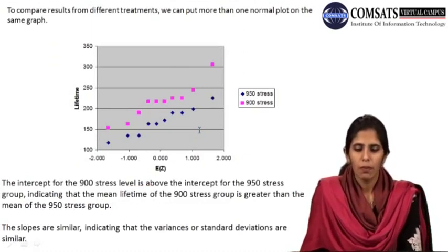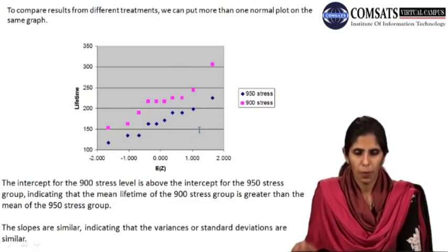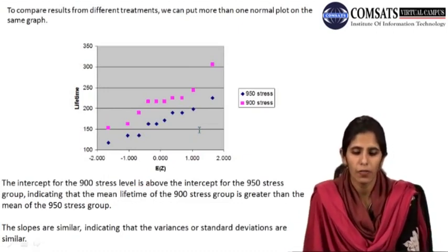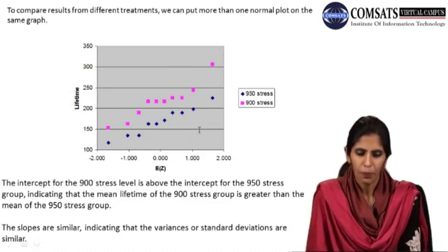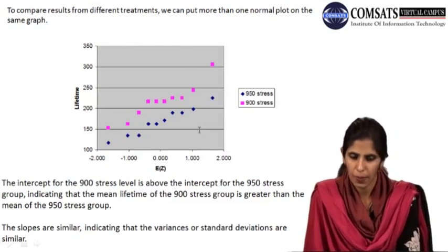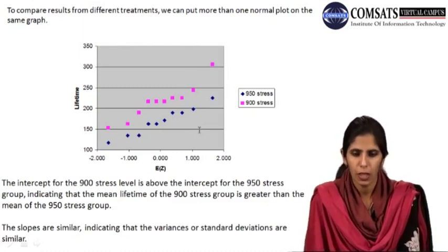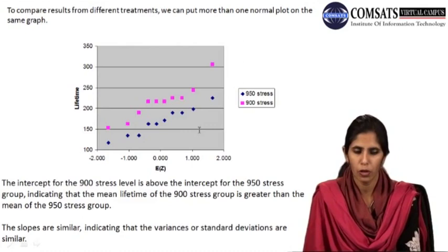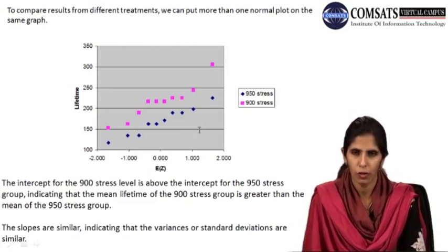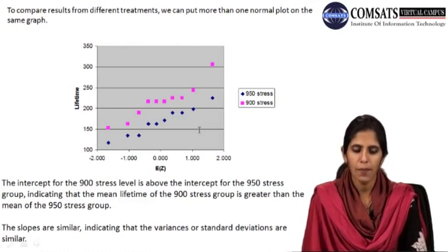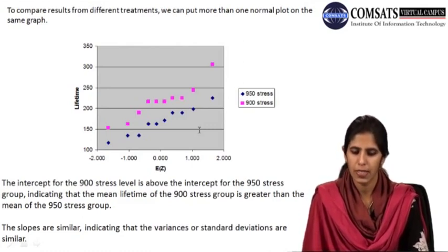When we match this with the normal plot, the normal plot is indicating, at the level of 950 stress level, and this is another group which we had monitored before, which is also showing a linear tendency. To compare results from different treatments, we can put more than one normal plot on the same graph in order to check for normality and for the comparisons. The intercept for the 900 stress level is above the intercept for the 950 stress.